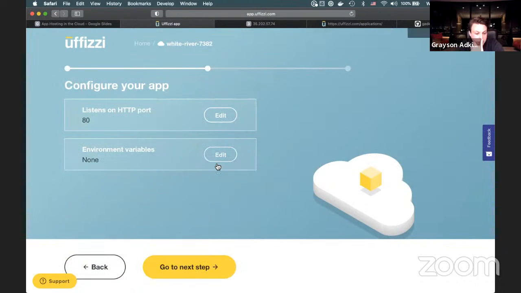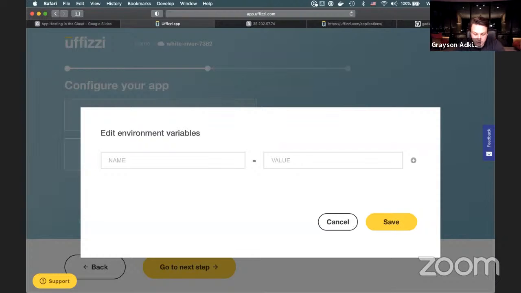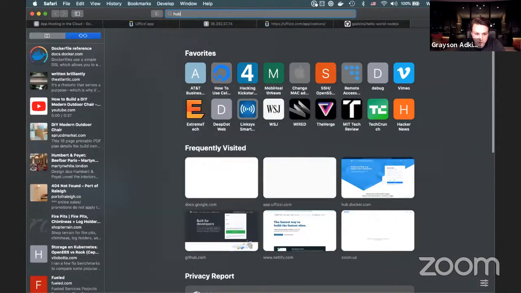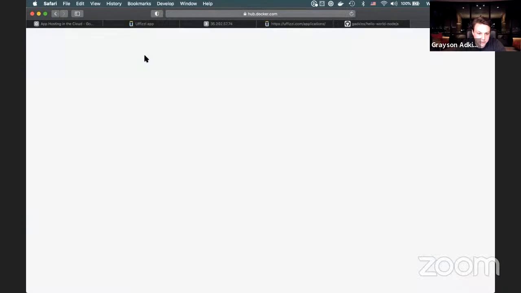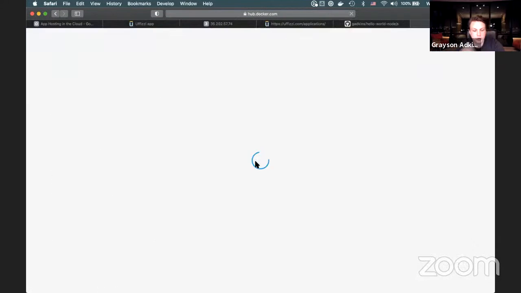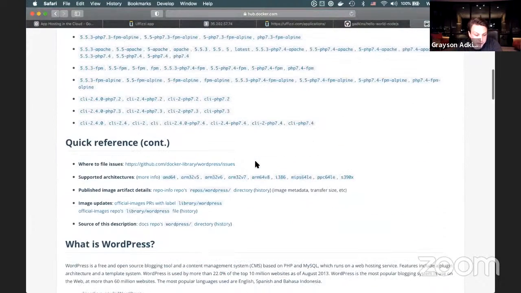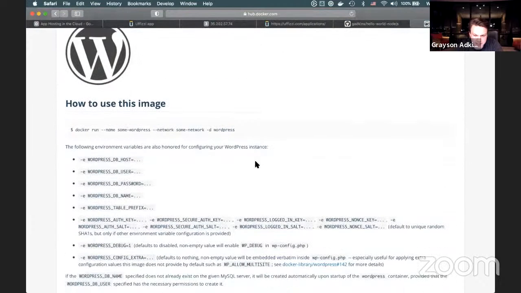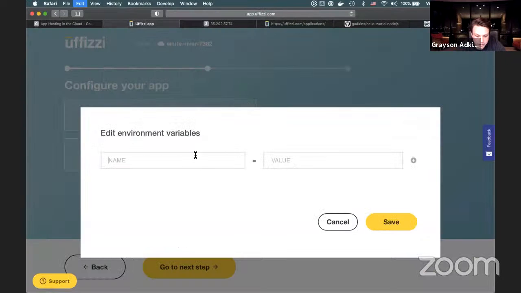In the environment variables section, if you check out the Docker Hub docs for WordPress, there are certain environment variables that are required to connect to a MySQL database. I think I actually selected Postgres, so this is not going to work, but hopefully you get the idea. There's WordPress DB host, WordPress DB user, WordPress DB password, et cetera. These are all required to connect your WordPress site to a MySQL database. So I can take these variables that WordPress requires, and plug them in here.